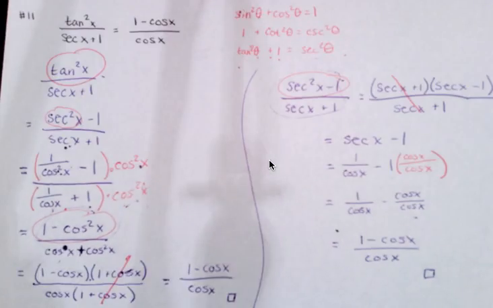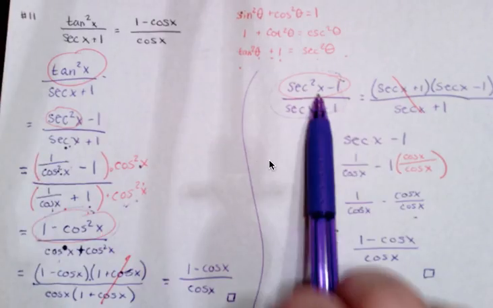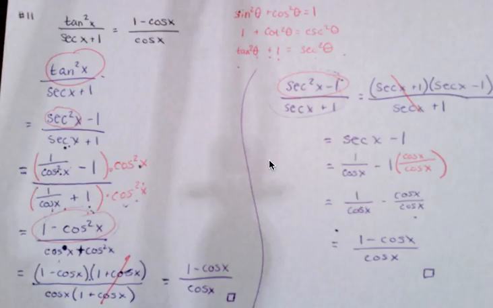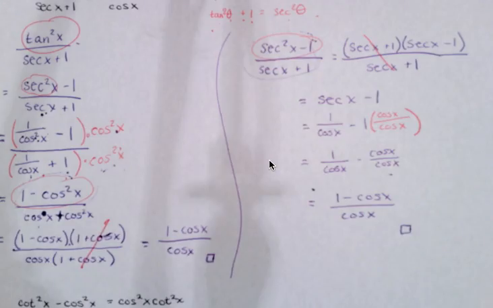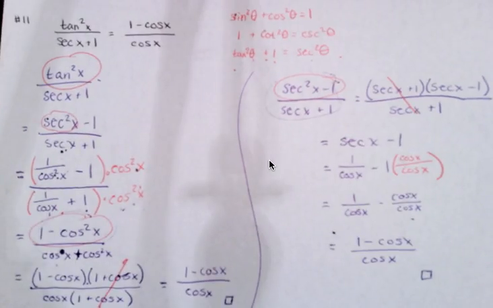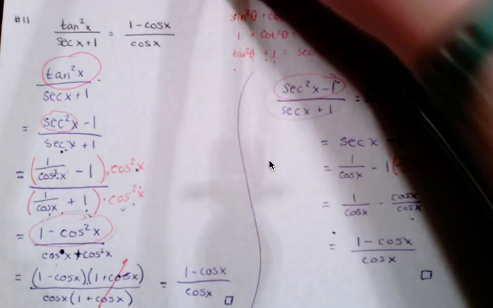But again, the purpose of doing this was to see, hey, if you see difference of squares, it makes it easier. But if you don't, and put it in terms of sine and cosine, you can still do that, it just takes longer. So again, there's two different ways to do this proof right there. Now, let's go into number 12.